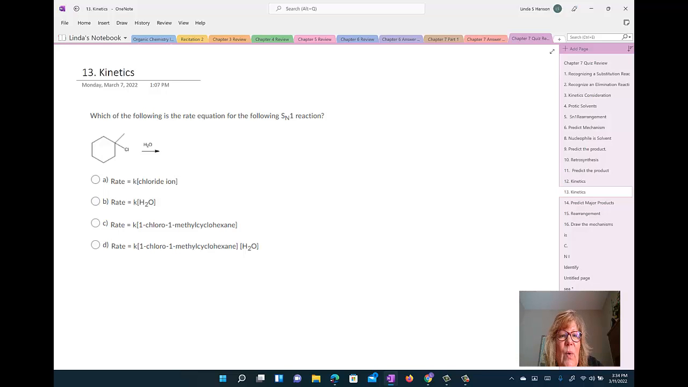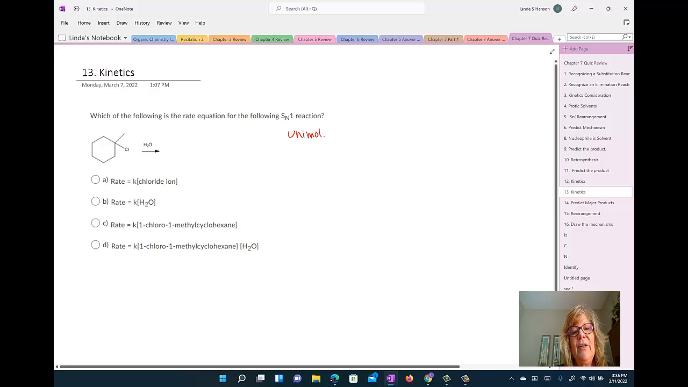Which of the following is the rate equation for an SN1 reaction? Oh, we've worked some of these. So, unimolecular. Unimolecular means that the rate determining step is when the leaving group leaves. Right? So the leaving group has to leave. The leaving group is on the substrate, isn't it? This would be called the nucleophile. This is called the substrate, and the substrate contains the leaving group.